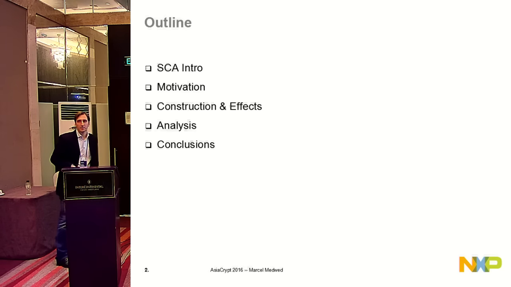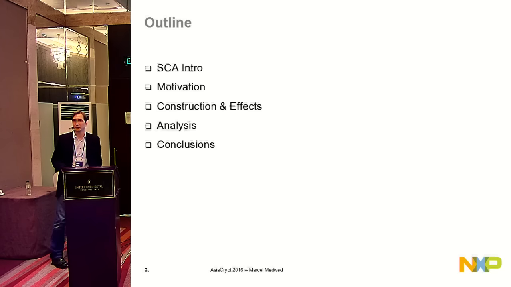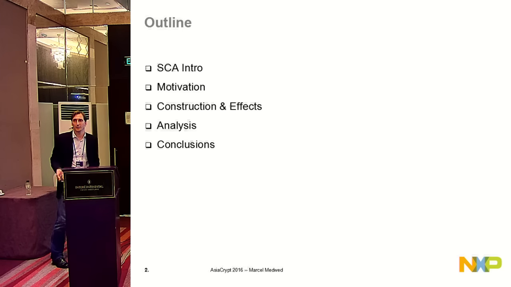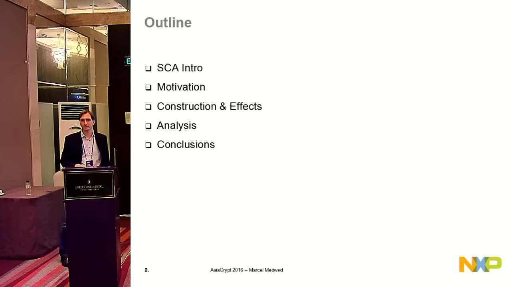Okay, I will start by recapping the countermeasure landscape and the cost of countermeasures, and then motivate why leakage resilient PRFs are useful, and then elaborate on the different constructions, ending with our construction, and then give some results on the analysis we've done and conclude.